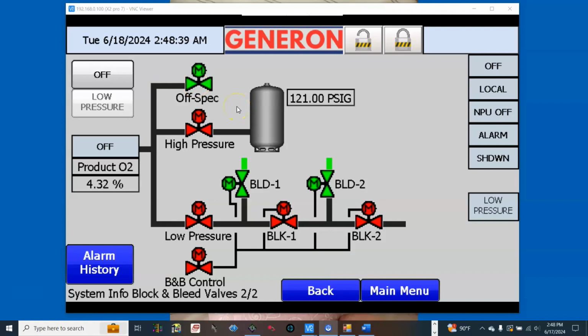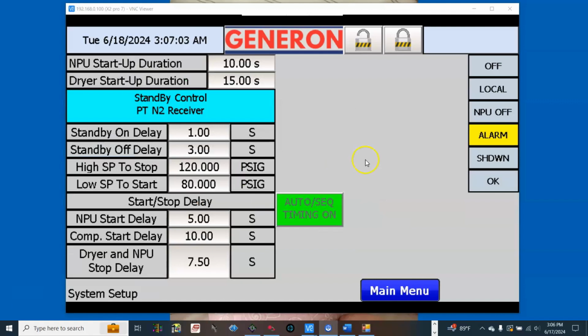Then we have a high pressure line which is controlled by this valve to allow nitrogen to go to the nitrogen receiver. When pressure is above 120 psi, the nitrogen generator will go to standby, and when it is below 80 psi, the nitrogen generator will be back to operation. Low set point to start is 80 psi and high set point to stop is 120 psi.